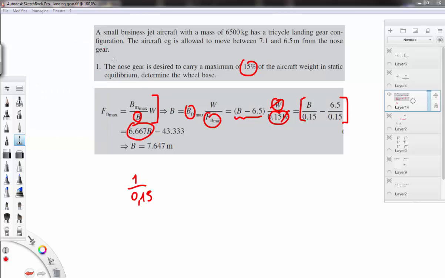Okay, and this term is this one. So in the end, the base of this aircraft will be 7.6047 meters. Okay, so now we have B.